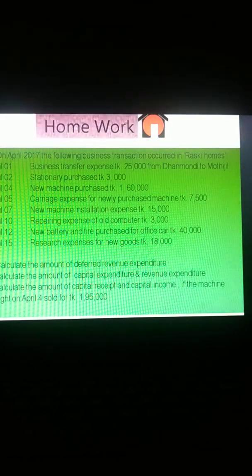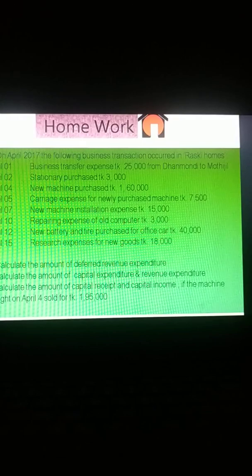This is your homework, dear student. I hope you will try at your home. Inshallah, next class I will show how you will solve this homework. So first you try at home so that day by day you can learn.